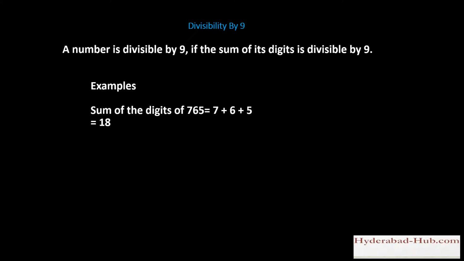The number 8838 is divisible by 9 because the sum of the digits 8 plus 8 plus 3 plus 8, that is 27, is divisible by 9.